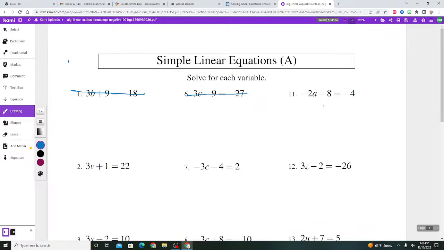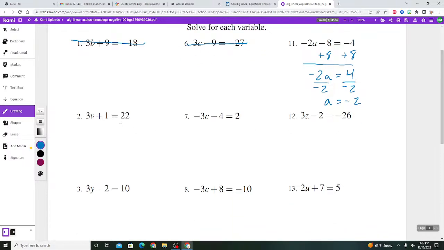The way that we undo subtraction is by addition. So that gives us negative 2a equals, this would be positive 4. We then divide both sides by negative 2, and a is negative 2. Next, we're going to subtract 1 from both sides. That's going to give us 3v equals 21. Divide both sides by 3. That gives us v equals 7.